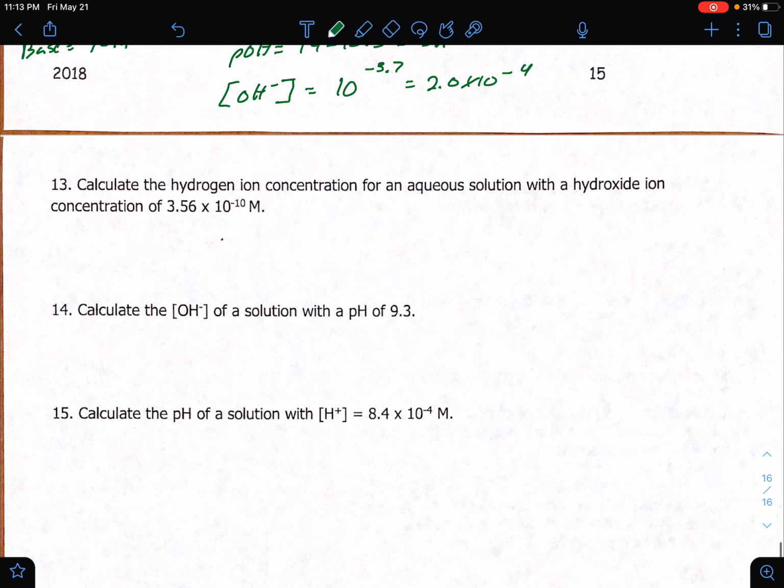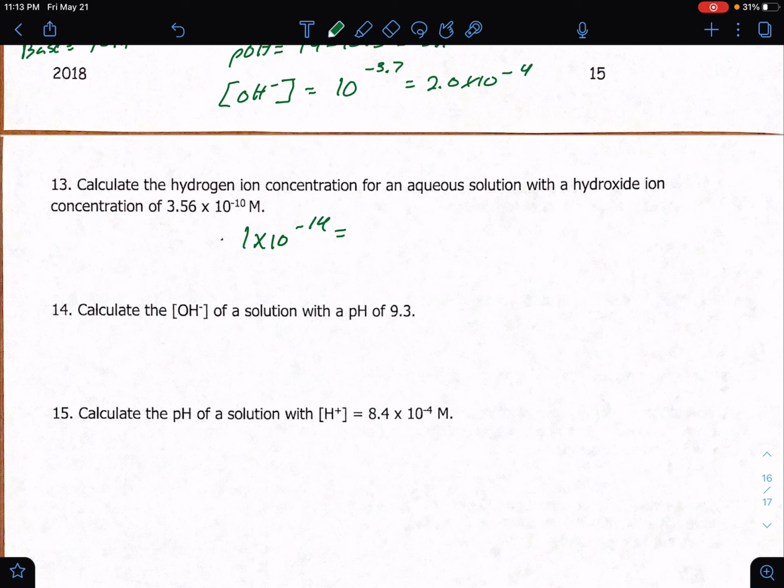Okay, 13. Calculate the hydrogen ion concentration for an aqueous solution with a hydroxide ion concentration of 3.56 times 10 to the negative 10. Okay, so here's another one. If you added pH and pOH, you would get 14. Well, if you multiply your concentrations, you actually get 1 times 10 to the negative 14.